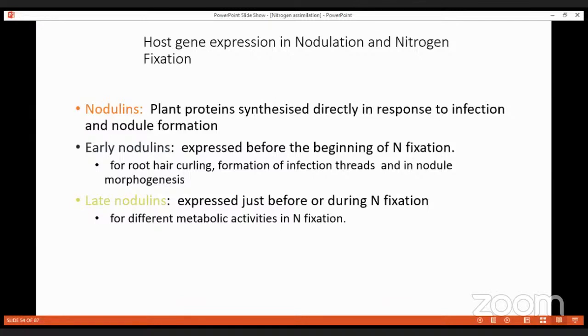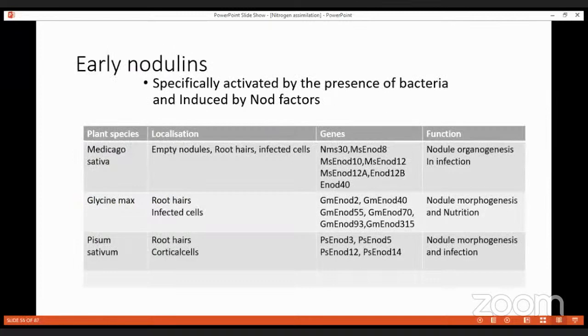So these are classified as early nodulins and late nodulins. The early nodulins are expressed before the beginning of nitrogen fixation, whereas late nodulins are expressed just before or during nitrogen fixation. What is the work of early nodulins? They start root hair curling, then formation of the infection thread, and nodule morphogenesis, whereas late nodulins govern the different metabolic activities during nitrogen fixation. So these are from the plant side. From the bacteria side, we have already discussed there are nod genes, nif genes, and fix genes. Fix genes are those genes which are not present in homologous form in Klebsiella, the operon we have studied.